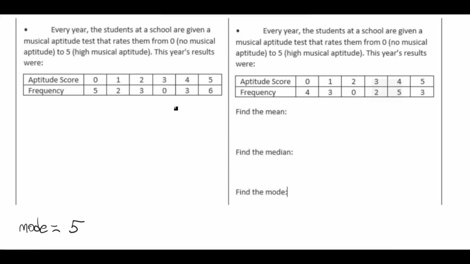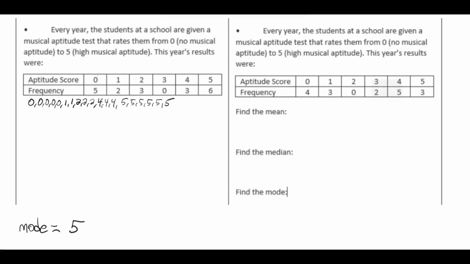One choice you have, which might or might not be efficient, is to actually write down the scores. So there are 5 zeros. Let's write them down. There were 2 ones, 3 twos. There were no 3s. There were 3 4s. And there were 6 5s. If there's not that big of a data set, it's not too bad to do.